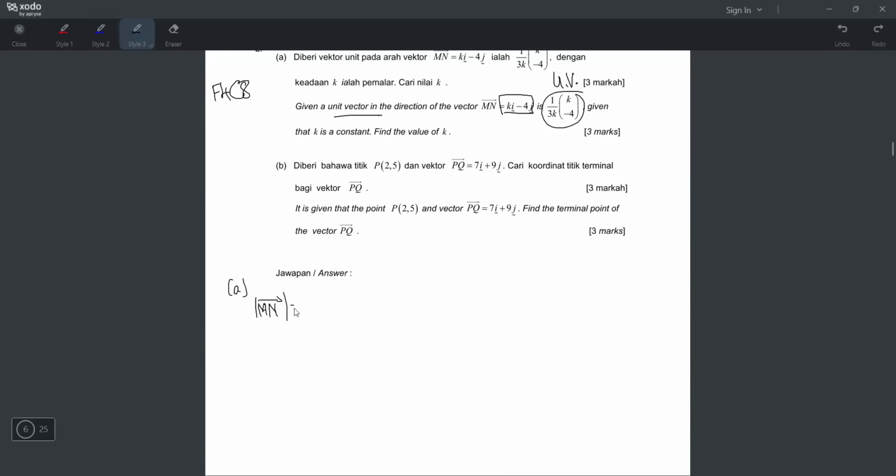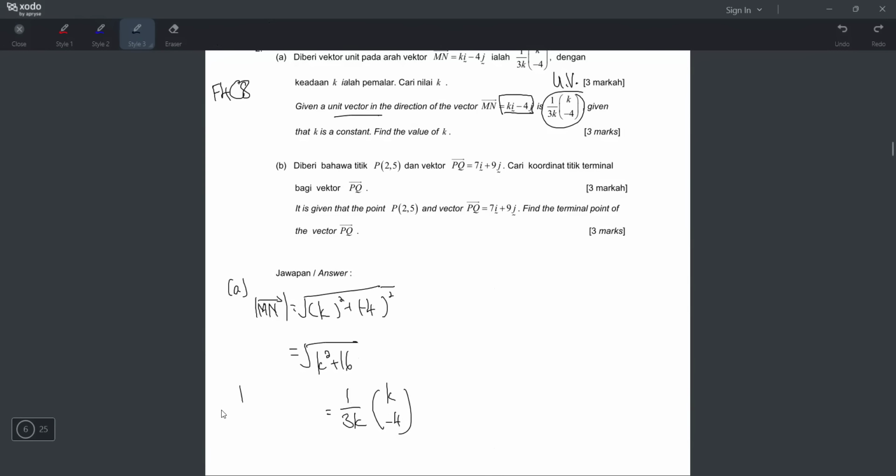Okay, the formula for magnitude is square root of bracket square plus bracket square. And inside the bracket, you have to put in the number before i and j. So for this it will be k and negative 4. So the magnitude will be square root of k square plus 16. That's the magnitude. But what they gave us here is the unit vector. So as you can see, the unit vector they give us is 1 over 3k and then bracket k, negative 4.